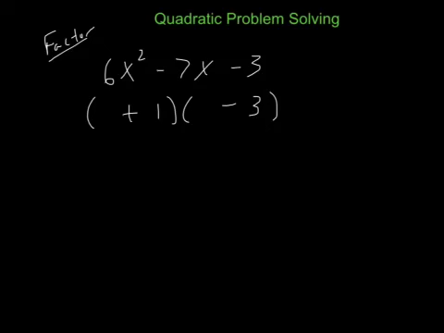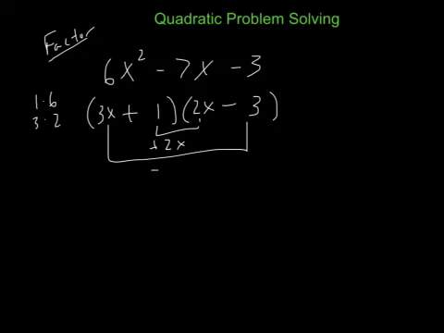Now we're looking at factors of 6 that have a difference of 7. So for 6, we can either use 1 and 6 or 3 and 2. If I put 3x here and 2x here, this gives me a positive 2x. This gives me a negative 9x, which gives me a difference of negative 7x. And that was what we were looking at here, is this was a difference. I knew that 7 was a difference because the constant over here was negative. So when this is a difference, the linear term is a difference.